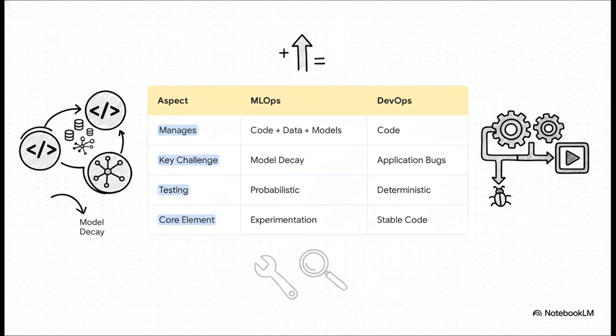Okay, so you might be thinking, isn't this just DevOps for machine learning? And that's a fair question, but MLOps is, well, it's more complicated. See, DevOps basically manages code, but MLOps has to juggle code plus data plus the models themselves. And its biggest challenge isn't just a simple bug. It's something called model decay. This is when a model's performance just gets worse over time because the real world it's trying to predict has changed. And that is a unique and constant threat in the ML world.